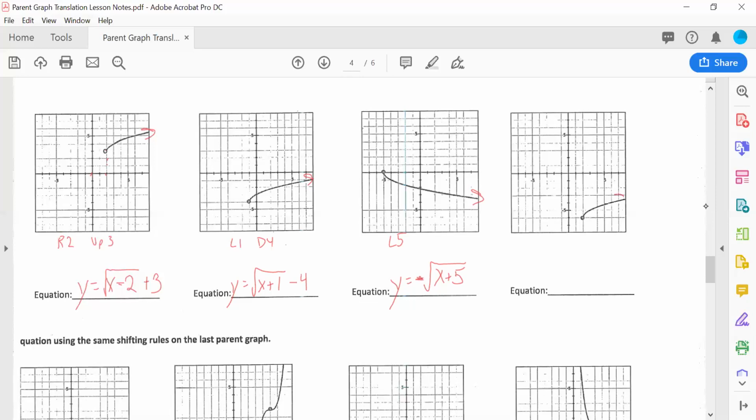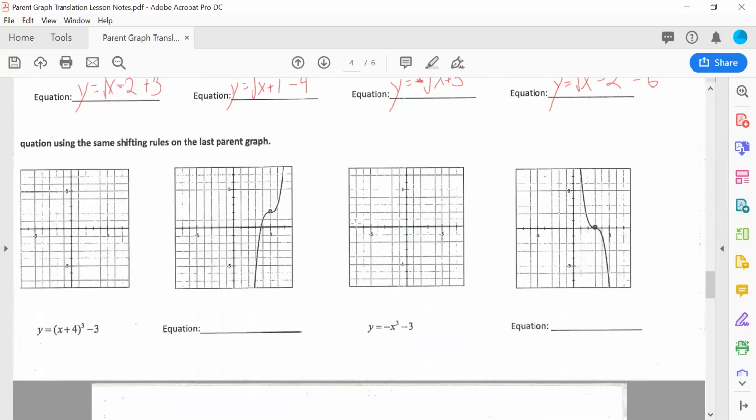That's huge. And then this is going up and to the right. So what? This is going to the right 2, and it's going down 6. So this is y equals, and I'm going to write a square root function here. It's to the right 2, so that's x minus 2, and then down 6, so minus 6. Done with that. Four more problems and we're all done.